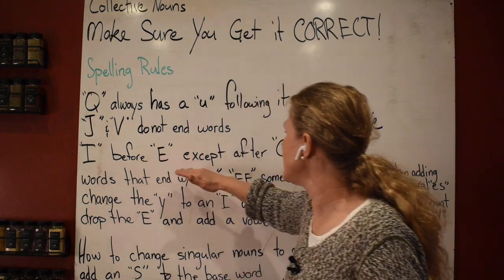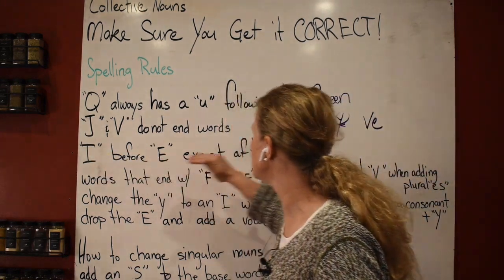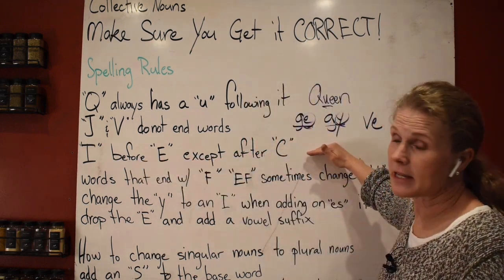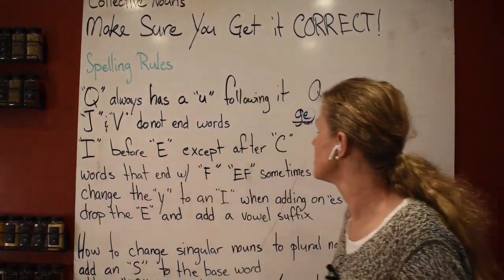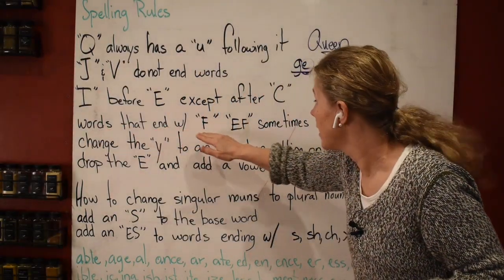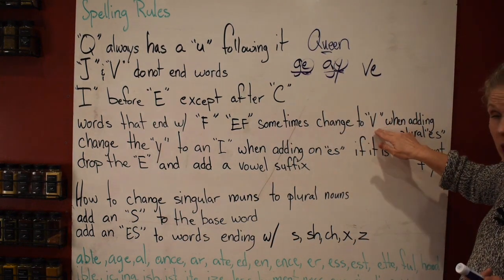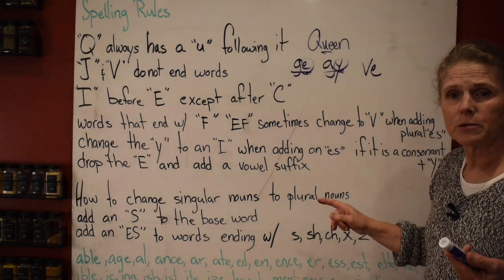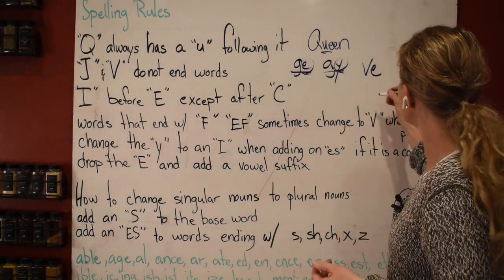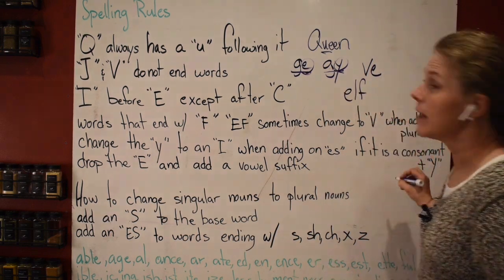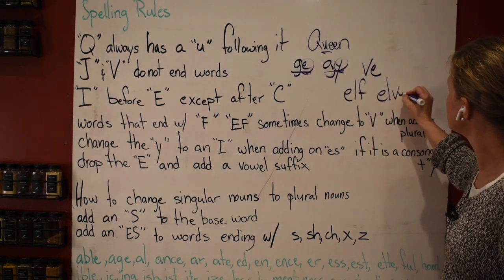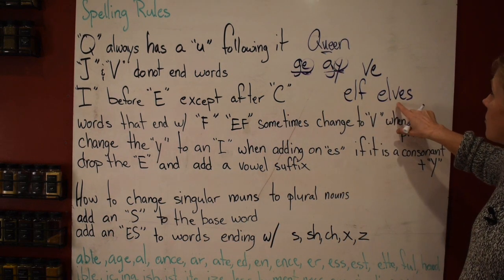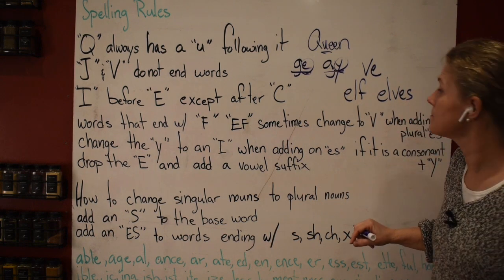Okay, I before E except after C. I've capitalized these so you can see them really well. So make sure that you are understanding that. That will be with vowel teams right here. Words that end with F and FE sometimes change to V when adding plural ES. Can you guys think of a word? Elves. So elf and elves. See how this F switched to a V when we added the ES to make it plural.